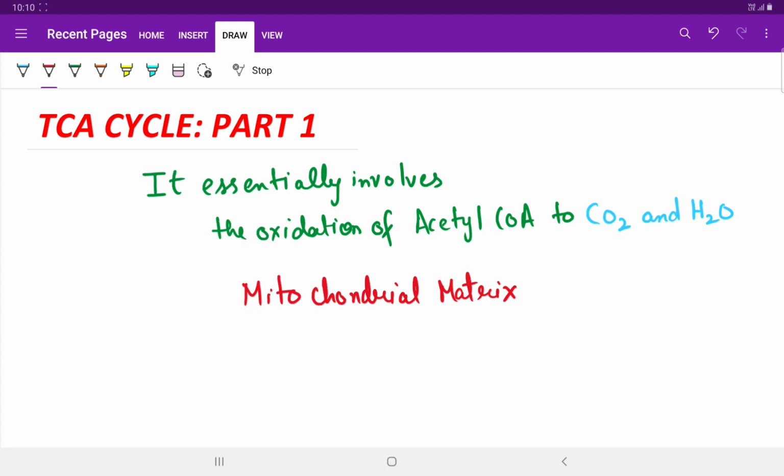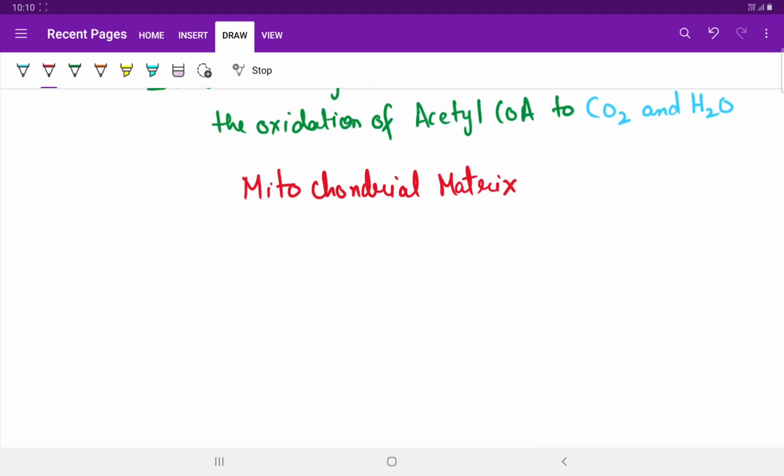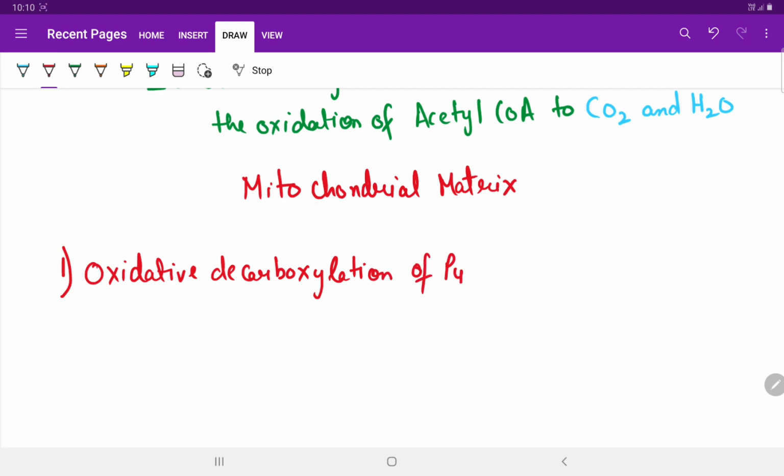So now let us start how this oxidative decarboxylation of pyruvate to acetyl coenzyme A occurs. This is the first step of the reaction. So now we shall be starting with first reaction, that is oxidative decarboxylation of pyruvate to form acetyl coenzyme A. Now let us see how this reaction occurs.